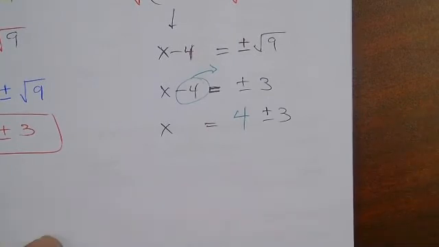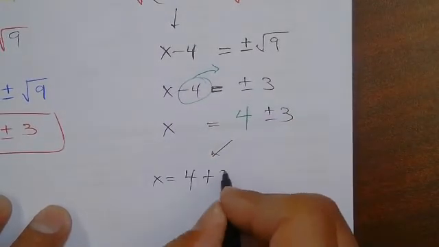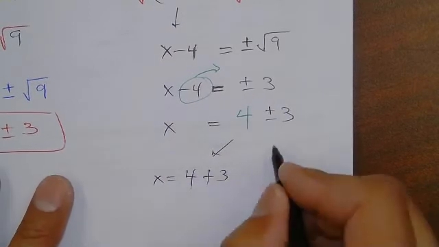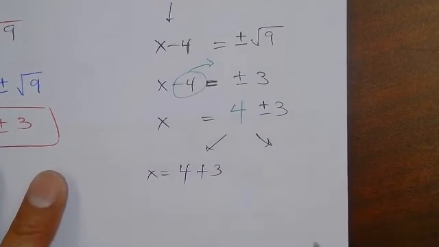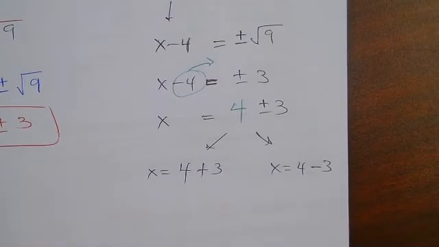Okay, how did you do that? You just gave me the answers, but you guys see it? One of them is saying x is equal to the 4 and then the plus 3. And the other one is saying what? 4 minus 3. You guys see how now you're going to give me 2 answers?